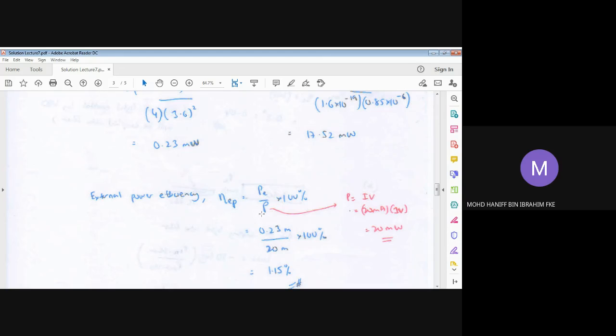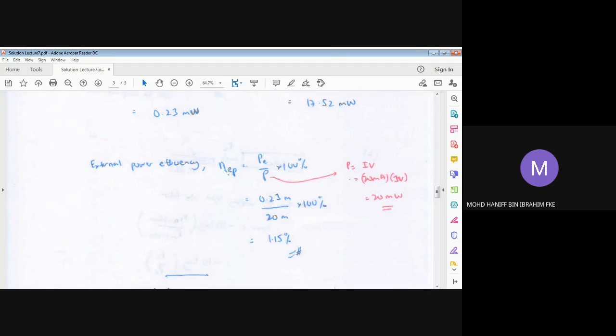Okay, so from the obtained value of PE, we can simply write the external power efficiency, which is PE over P times 100%. PE is from the previous solution. P is the electrical power, which is IV, which is 20 milliwatt. So from the ratio, we find that the eta external power is 1.15%. So it's very small. The efficiency is only 1.15%.